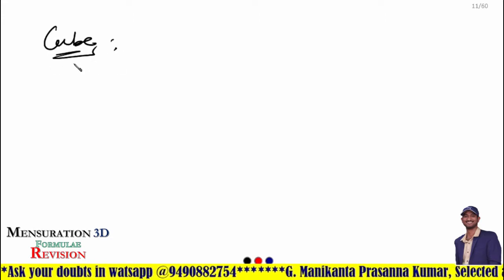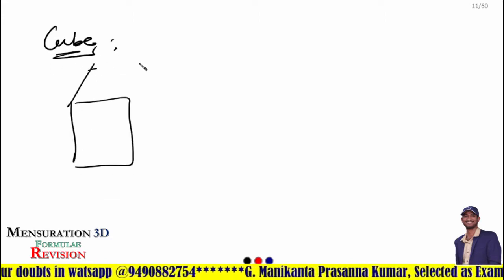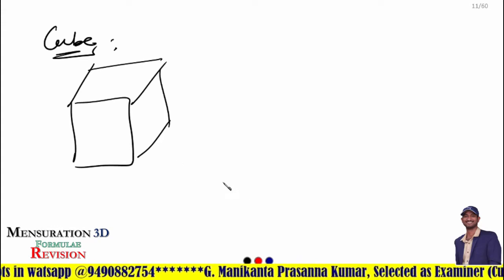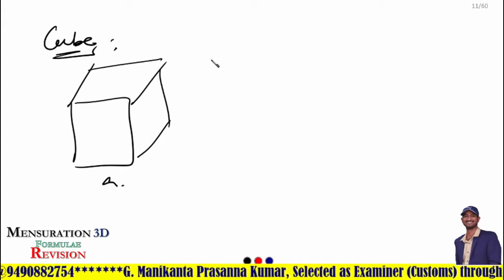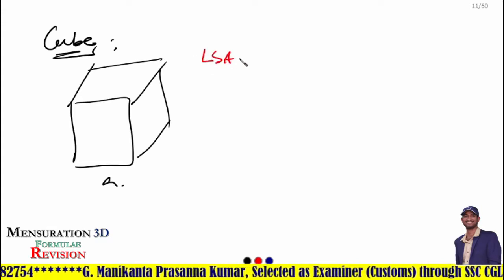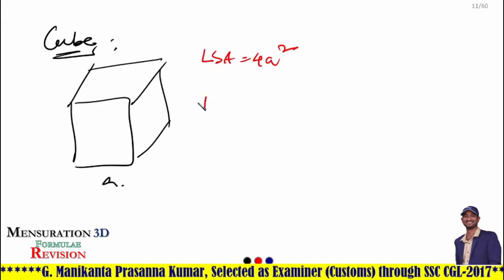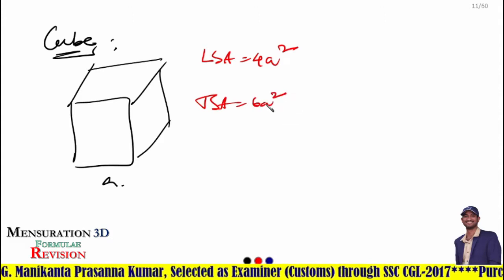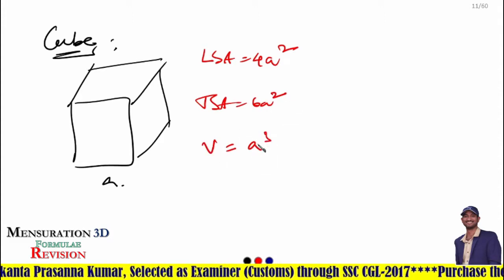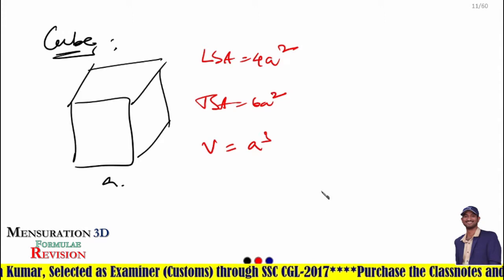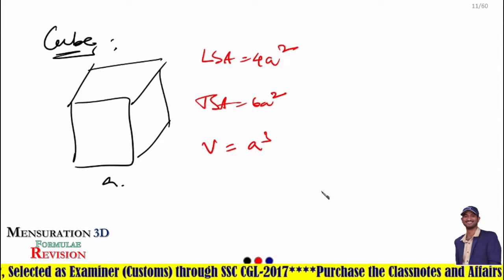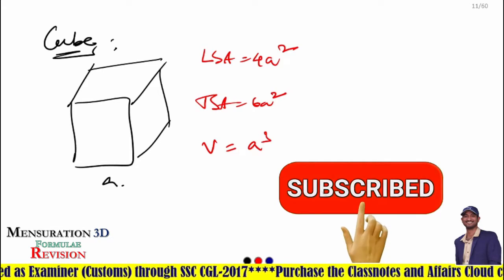Next, cube. Cube means if all the dimensions of the cuboid are equal, then we call it a cube. If the edge length of the cube is A, then what is the lateral surface area? It is equal to 4A square, the total surface area is 6A square, and the volume is A cube.